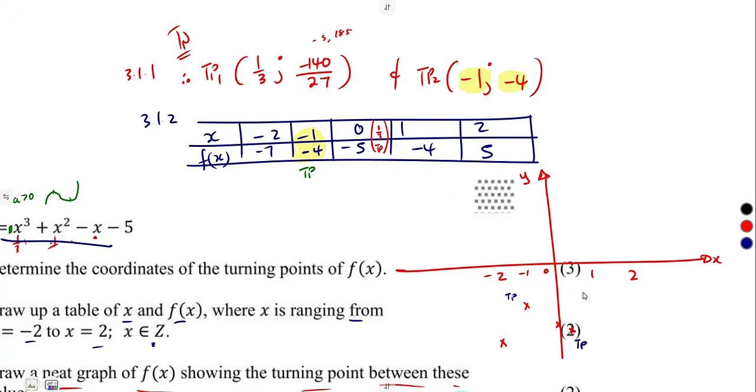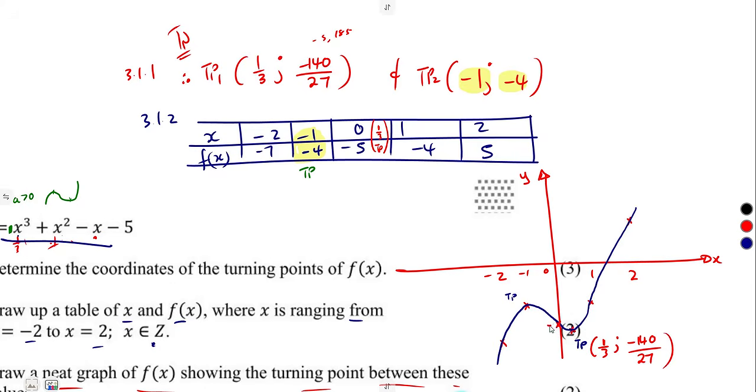Then (1, -4), which is somewhere here. (2, 5) is going to be up there. So definitely the shape from what we have is something like this: to the turning point, to the y-intercept, to the turning point, it goes back like that. So this is our turning point, where x is a third, a positive, and y is -140 over 27.